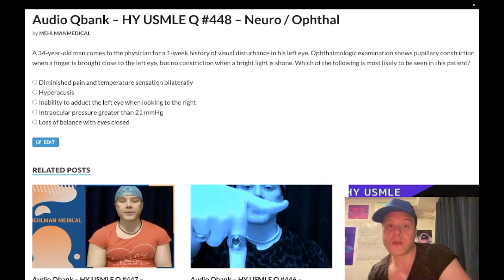Okay, don't confuse the Argyll-Robertson pupil here with the Marcus Gunn pupil, which is when we have a relative afferent pupillary defect. That's when you swing the light between the eyes, and you get an apparent dilation in the side that's affected. That's also in my neuroanatomy PDF. I talk about that in more detail.